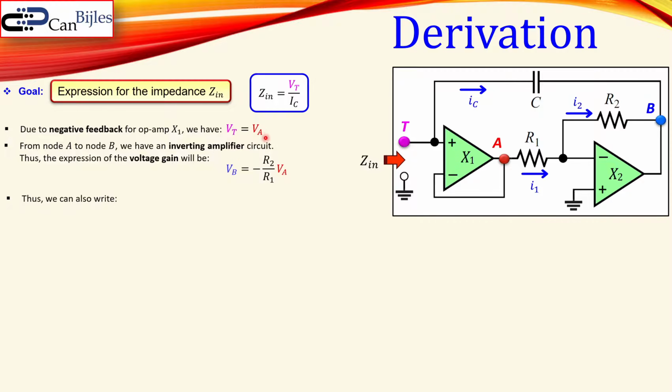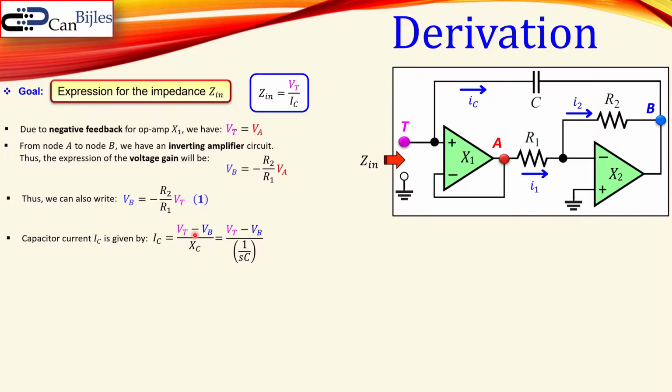Okay, now we have these two equations. Now we can say the following. We can also write that VB is equal to minus R2 over R1 times Vt, because VA is also equal to Vt. Let's designate this equation number 1. Now we can also look at the capacitor current IC here, and this current is equal to the voltage at this node minus the voltage at that node, so Vt minus Vb, over the reactance of this capacitor. Now, in the Laplace domain, that can be written like so.